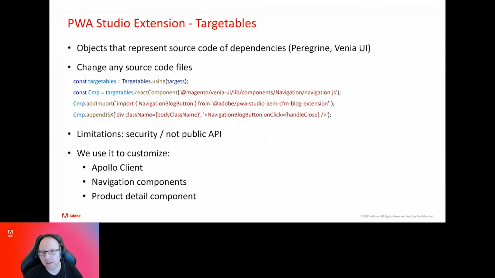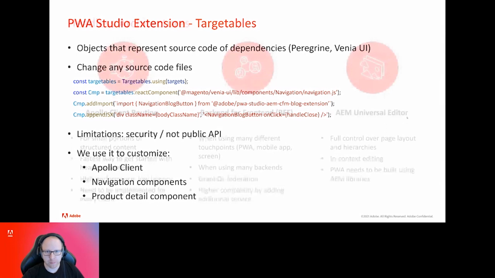As you can see on the slide, one of the use cases we use this pattern for is to extend the navigation component to actually add a block button that directs the user to the block section. The other use case where we use this is to extend the product detail page component to fetch additional data from AEM to basically overlay the data.